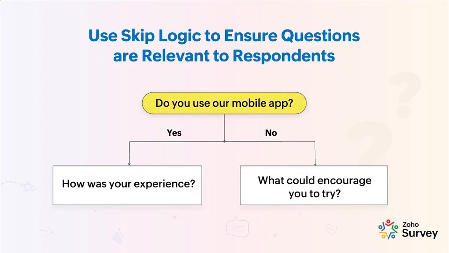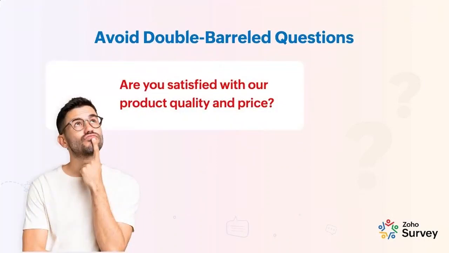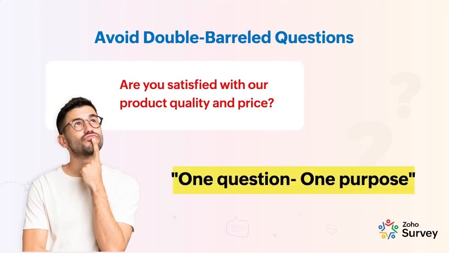Moving on, double-barreled questions are those that ask about two things at once, which can confuse respondents and skew results. For instance, "Are you satisfied with the product quality and price?" is problematic because someone might be happy with the quality but not the price. It's better to split this into two questions, one about product quality and the other about price. This way, we get clear, distinct feedback on each aspect, which is far more valuable for our analysis.